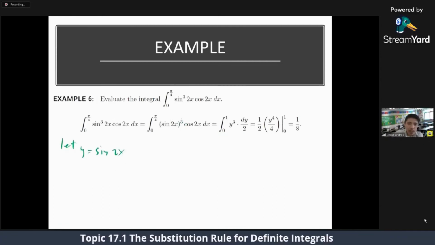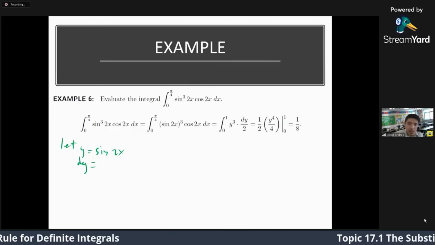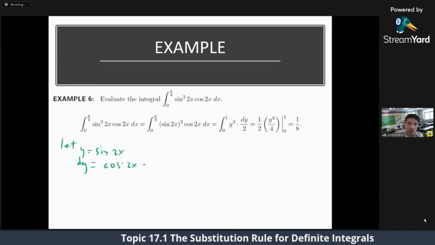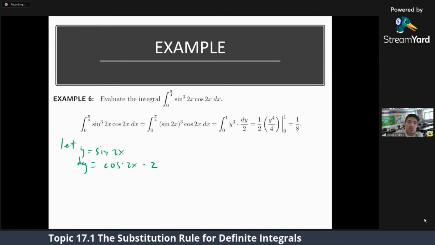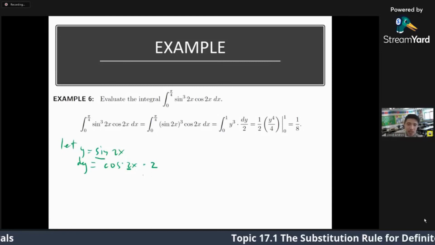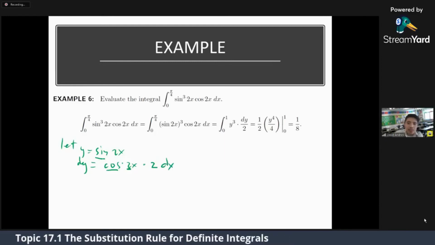Then differentiating, dy is equivalent to the derivative of sine 2x, which is cosine 2x times 2. Chain rule, if you can still remember. The derivative of sine is cosine, then the derivative of 2x is 2. Then we also have dx.